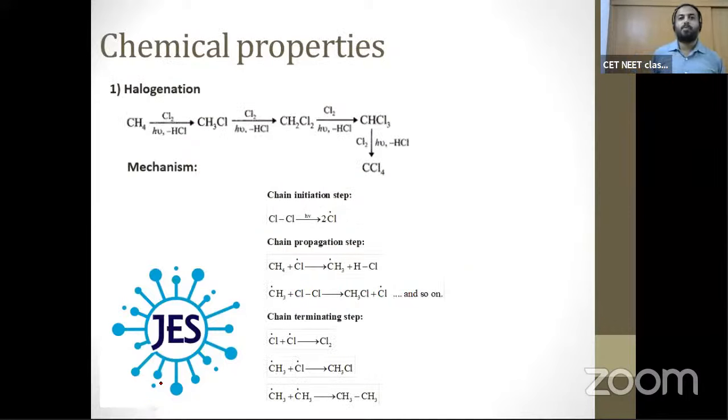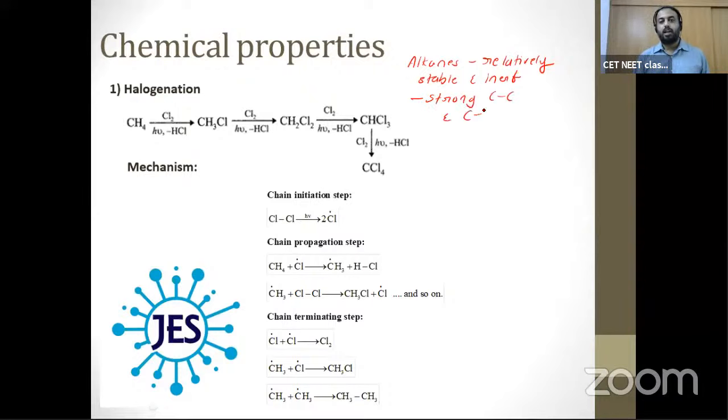Now let us go to chemical properties. When it comes to chemical properties, nothing much, because alkanes are relatively stable and inert. They usually don't get into chemical reactions because they have strong carbon-carbon and carbon-hydrogen bonds.